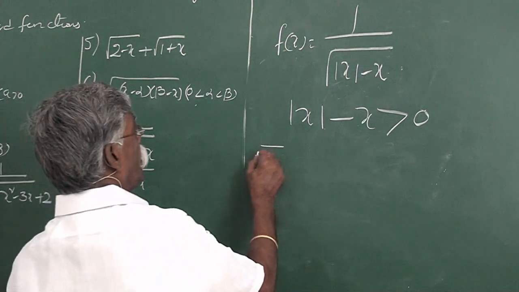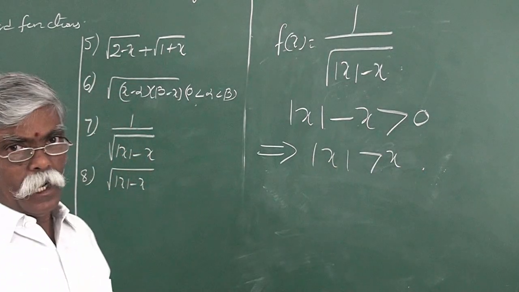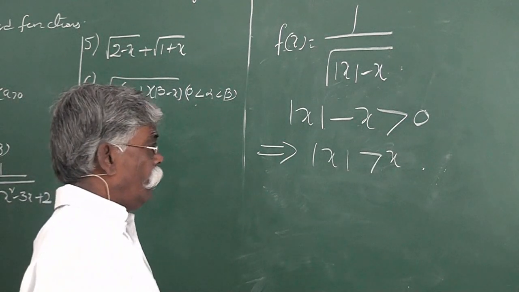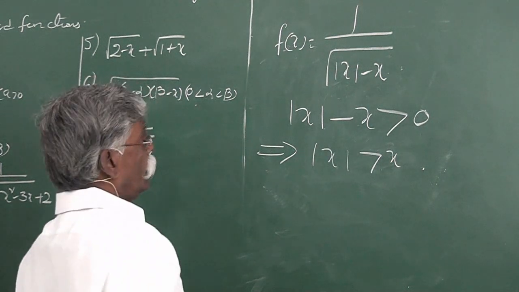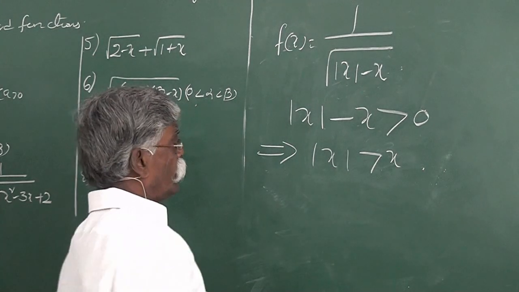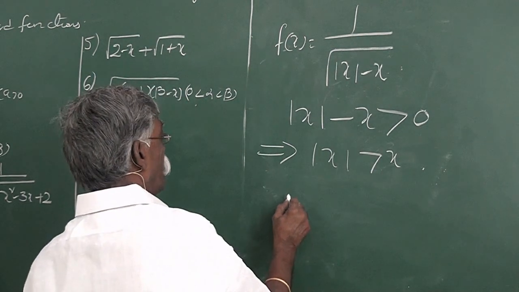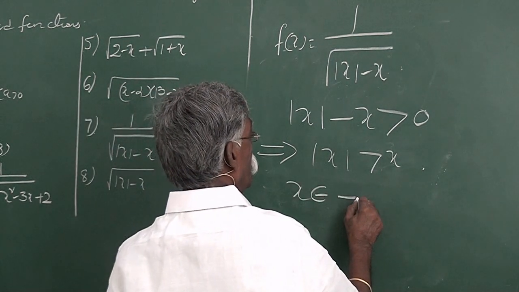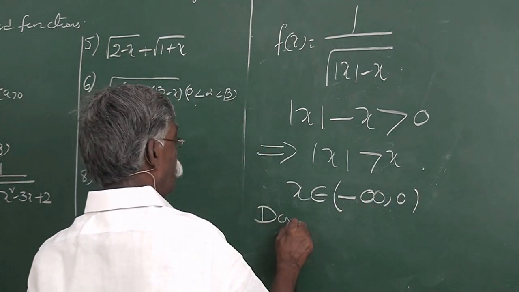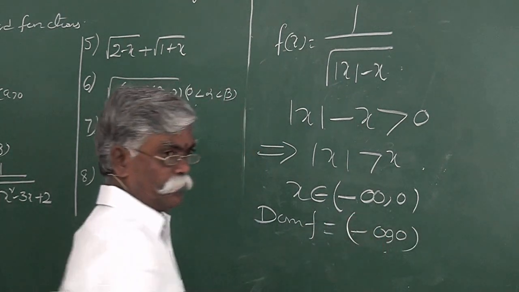This implies mod x is greater than x. And mod x will be greater than x only if x is negative. When x is negative, x is a negative value and mod x will be a positive value. So naturally the positive value will be greater than the negative value. Therefore, x belongs to minus infinity to 0. Therefore, domain f is equal to minus infinity to 0.